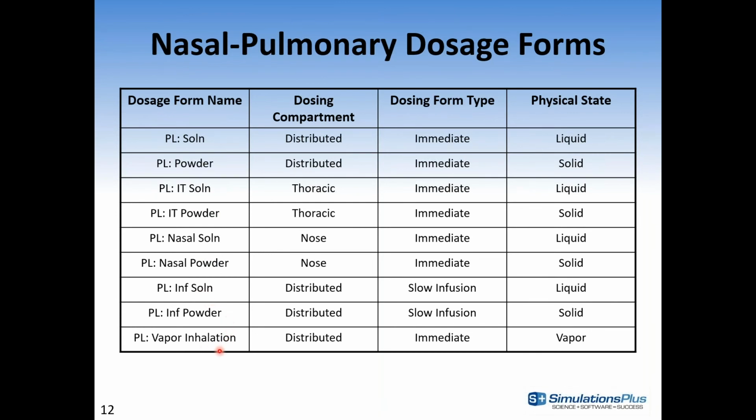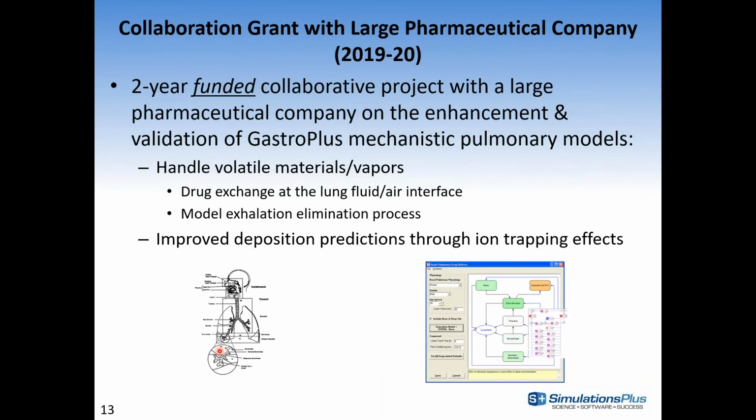And then you can see that we've got now a new selection available, which is for volatile compounds, vapors. There's a new vapor inhalation selection that we can also use here. And this vapor inhalation option was developed through a collaboration grant that we still have in place with a large pharmaceutical company. This was something that we entered into last year. It's a 2-year funded collaboration project where we were making some more enhancements to the pulmonary system and also validating it with a much larger data set.